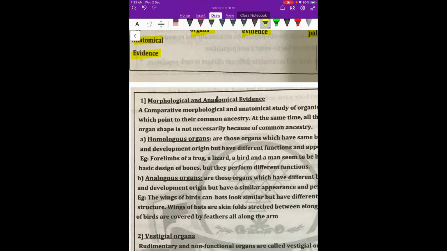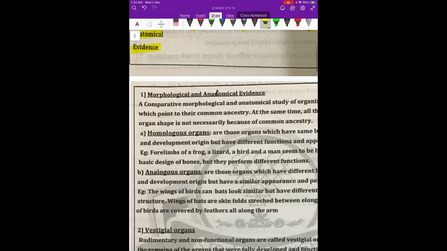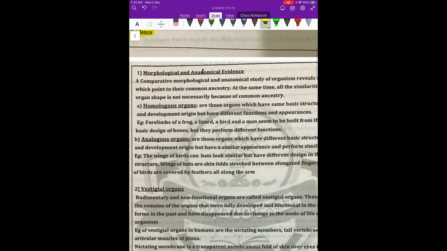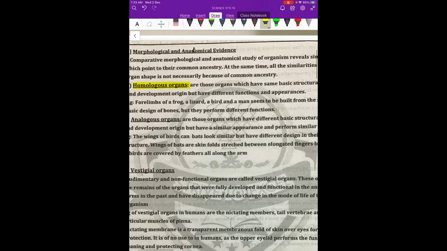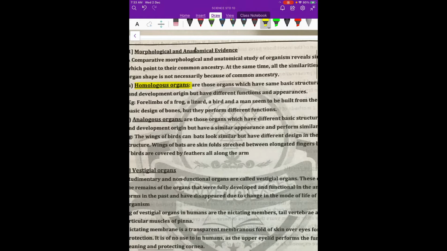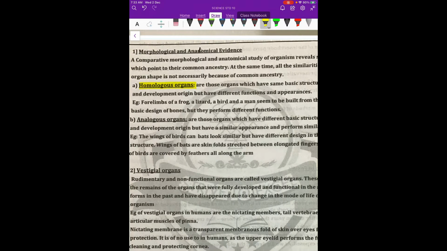years. So we come to the first one, morphological or anatomical evidences. So what are those? In this we see some organs have developed from the basic design in different types of animals. Now there are 2 types of organs for this. First is called the homologous organs. So what are homologous organs? These are the organs which have the same basic structure and the same origin, but they have different functions and different appearances.